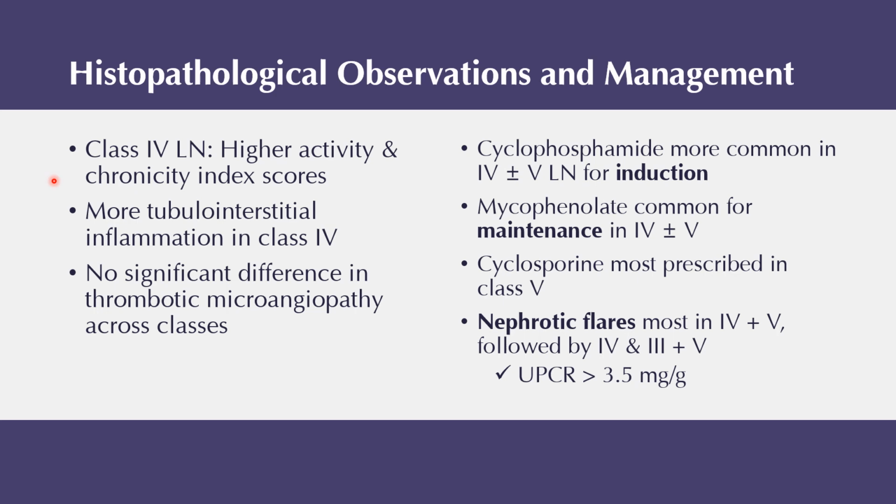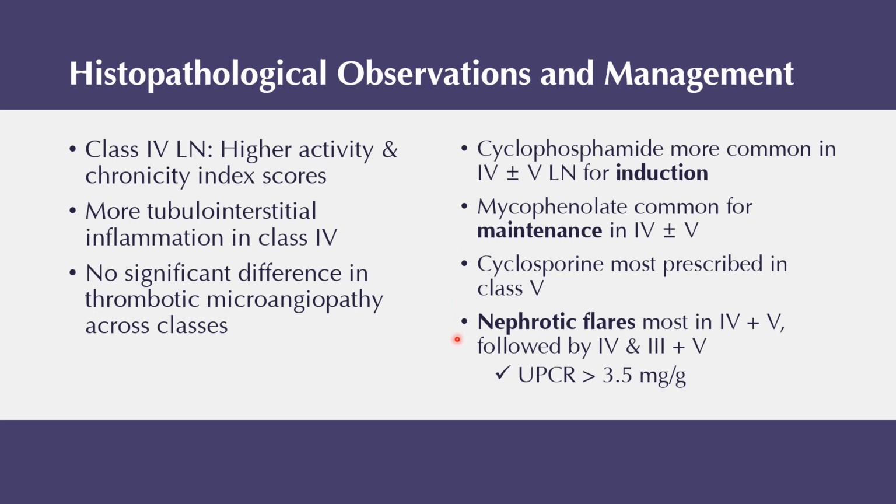Histopathologically, patients with class 4 lupus nephritis exhibited elevated activity and chronicity index scores. Tubular interstitial inflammation was more prevalent in this class. In terms of therapeutic interventions, cyclophosphamide emerged as the predominant choice for induction therapy in class 4 with or without 5. For maintenance therapy in class 4 with or without 5, mycophenolate was favored, whereas cyclosporine was the preferred choice for class 5.